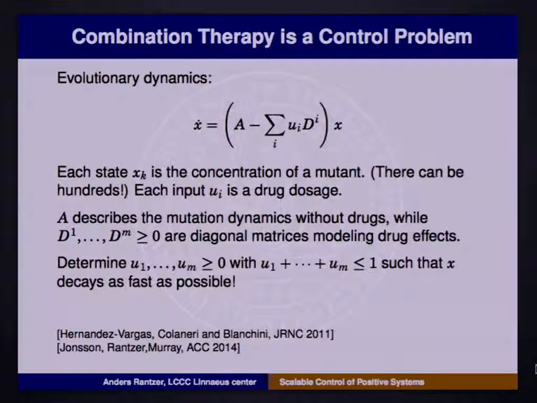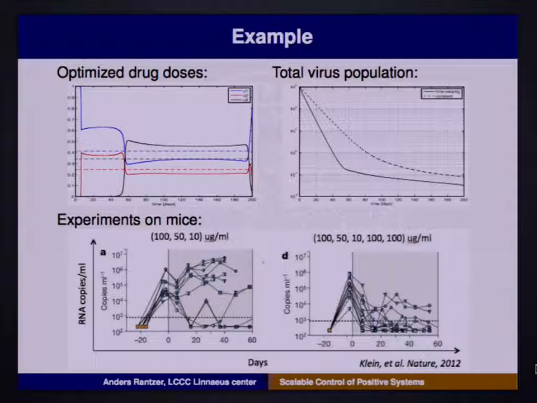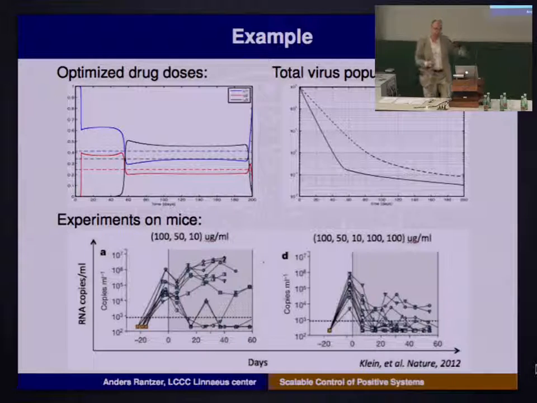And actually, it's better to change variables and look at the logarithm of X. And it turns out that in this way, for an academic example, you can get plots like this. So constant values of the input are the dotted lines. They give a certain decay rate of the virus population. But time-varying inputs, it's almost like switching inputs, can get a faster decay of the virus population. So by changing the combination of different drugs with time, you can more effectively treat the virus population.